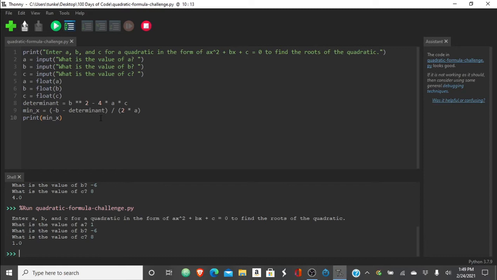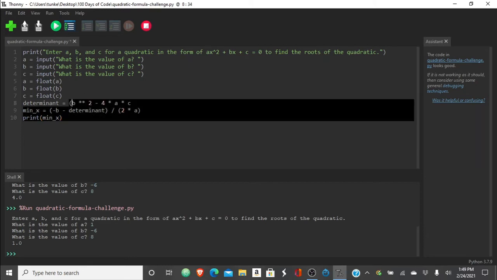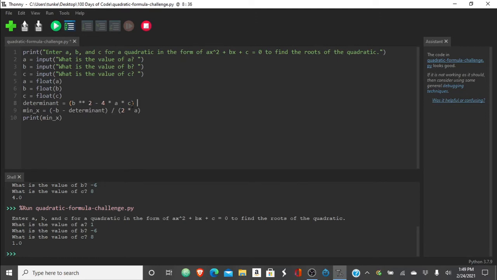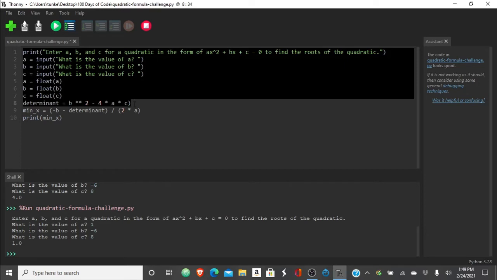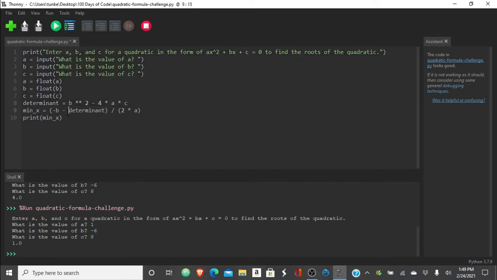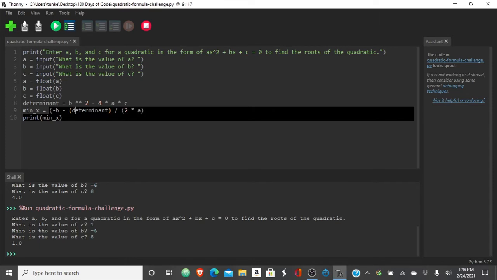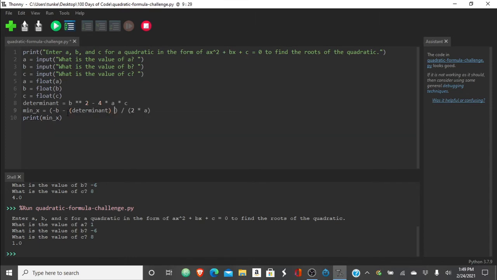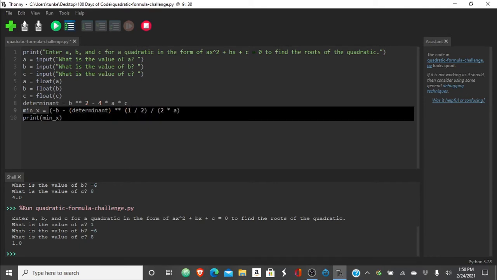Let's see. So b squared minus 4ac. I forgot, the determinant is actually the square root of this. So I'm going to have to put b squared minus 4ac. Well, no, that's not right. The determinant is b squared minus 4ac, but in this formula, we have the determinant and we take the square root of that. So I'm going to get the square root by raising that to a power of 1 divided by 2.